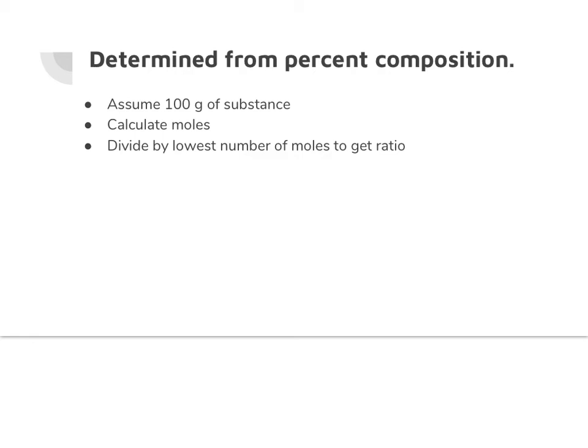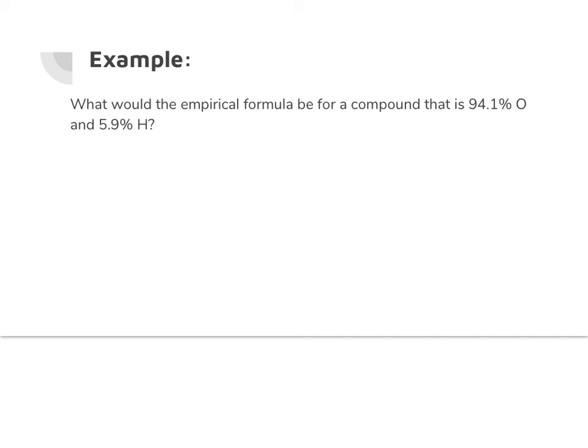So let's see an example of this. In this example, we want to determine the empirical formula for a compound that is 94.1% oxygen and 5.9% hydrogen. Again, these are percentages, but the assumption that we make is that we have 100 grams. So we're going to assume that 94.1% is the same as 94.1 grams of oxygen, and 5.9% is the same as 5.9 grams of hydrogen. Now it's just like the problem we just did, where we convert each of these to moles. We'll start with the oxygen.